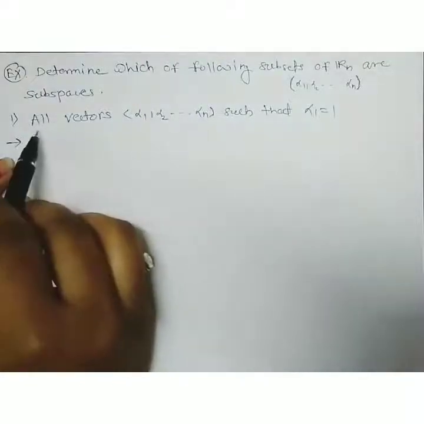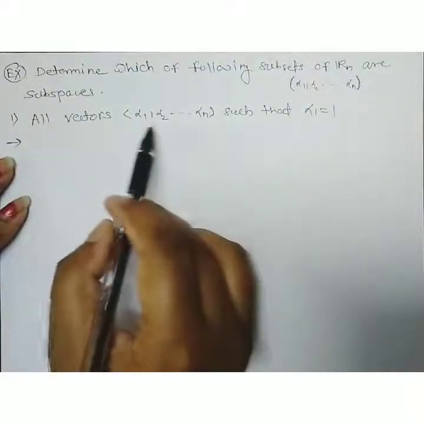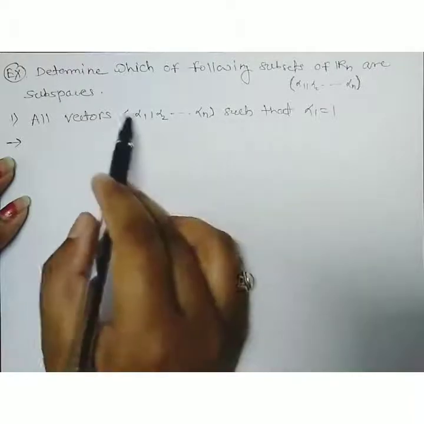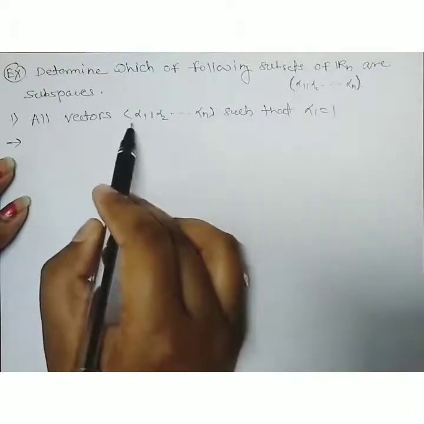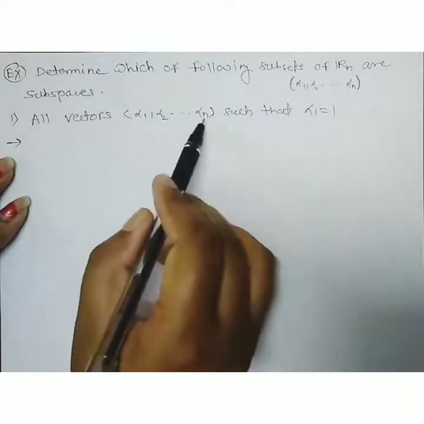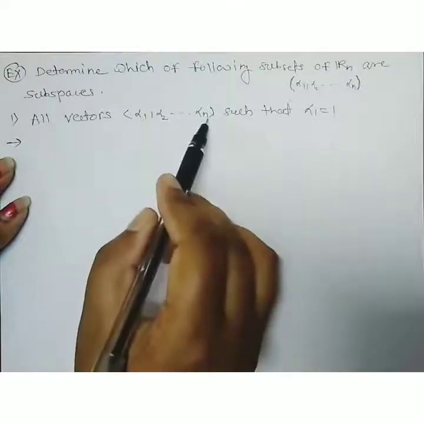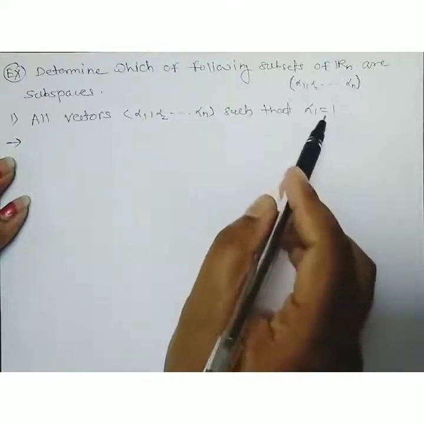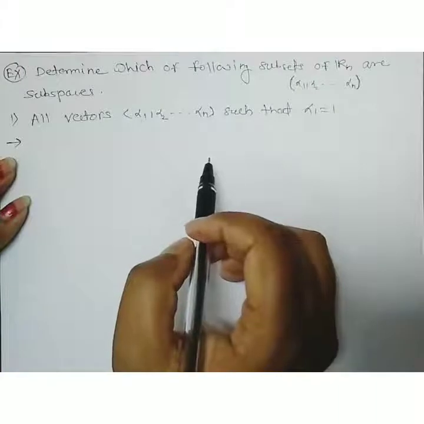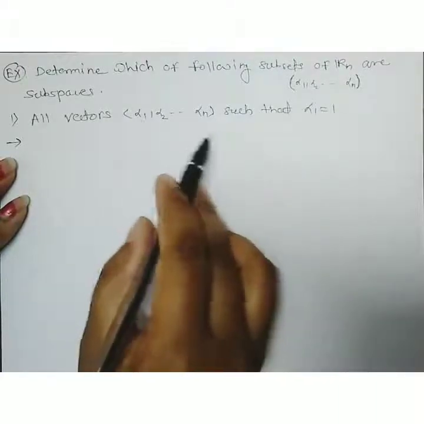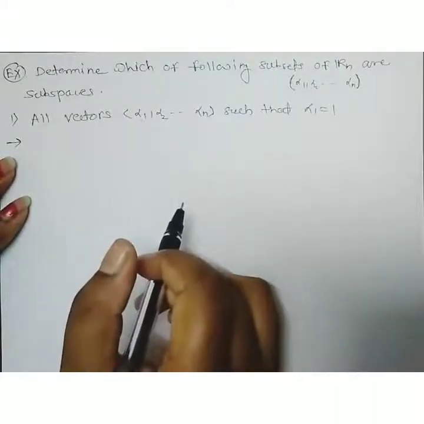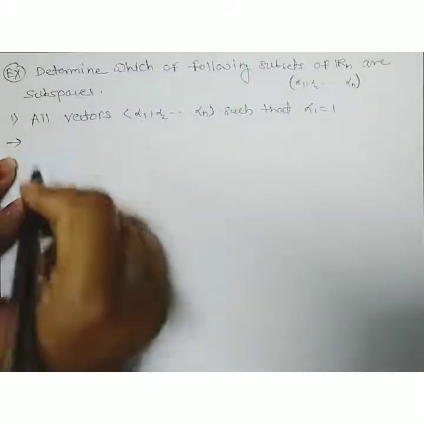The first set is all vectors alpha 1, alpha 2, up to alpha n of this form such that the alpha 1 value is 1. Now we have to show whether this set forms a subspace or not.